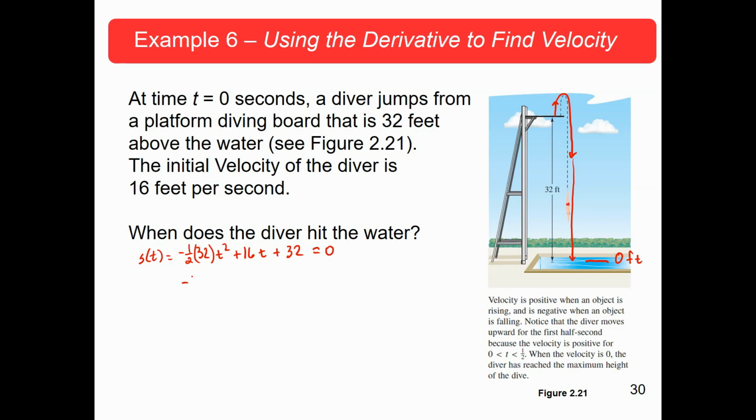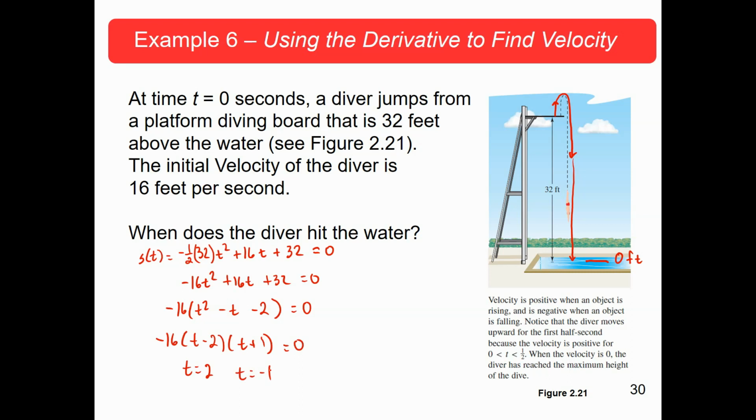Well, we know this is going to give us -16 t squared plus 16t plus 32 equals 0. So I'm going to factor out a -16. It's going to leave me with t squared minus t minus 2 equals 0. So to solve this, I need to factor. I get -16 times t minus 2 times t plus 1 equals 0. -16 can never be 0, but t minus 2 can give us t equals 2, and t plus 1 gives us t equals -1.